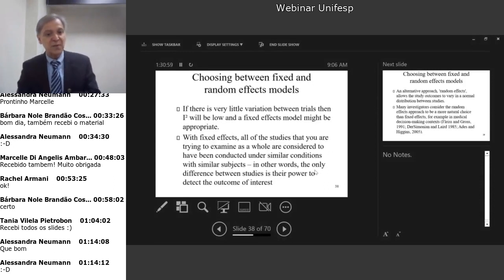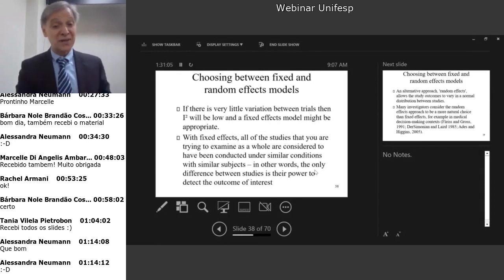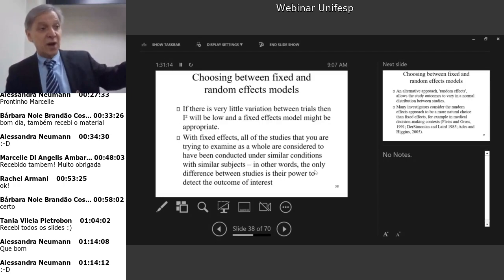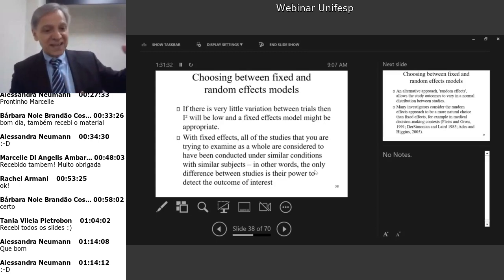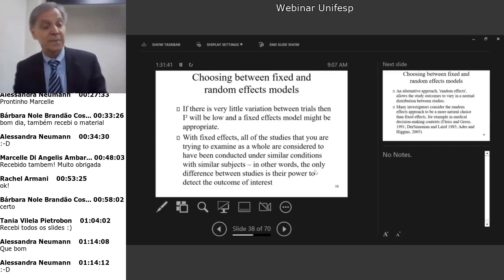So, choosing between fixed and random effect models. If there's very little variation between trials, then I-square will be low and a fixed effect model might be appropriate. Remember what I said to you? If I have perfect studies, all of them, and I'm reviewing 20 randomized clinical trials of HIT, health information technology, effect on decreasing A1C among people who are diabetic, that's my study, okay? If all those studies were perfect, just underpowered, the meta-analysis will give them power, and the I-square will be extremely low. I could analyze random or fixed effect, it didn't matter, you'd get the same result. Actually, fixed effect is the appropriate model, okay?